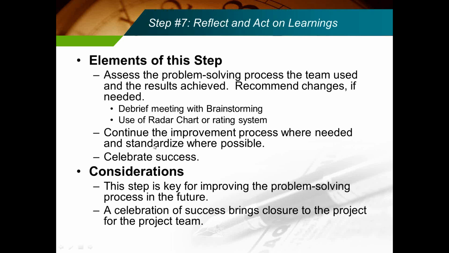And step 7 is the final step, which is basically just to reflect and act on the learnings. So the whole point of this whole process is to learn and improve. And if it's a continuous improvement process, you always want to learn. What did we learn from this? Are there some other areas where we could apply the same improvements? How well did we do in terms of the problem solving? What should we be doing differently next time?